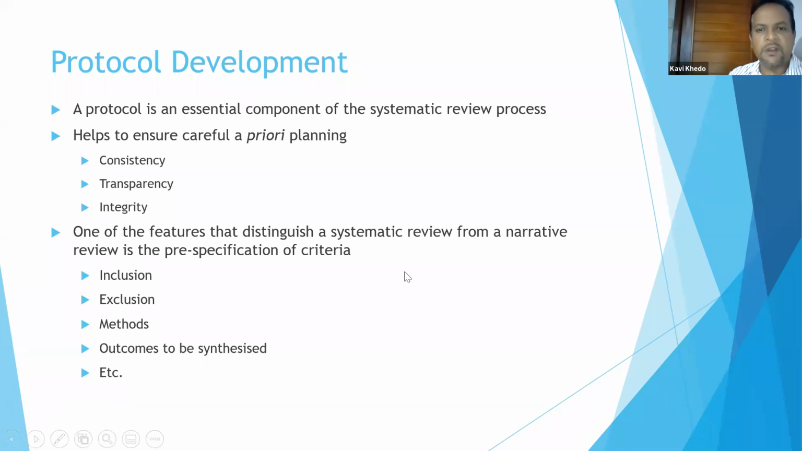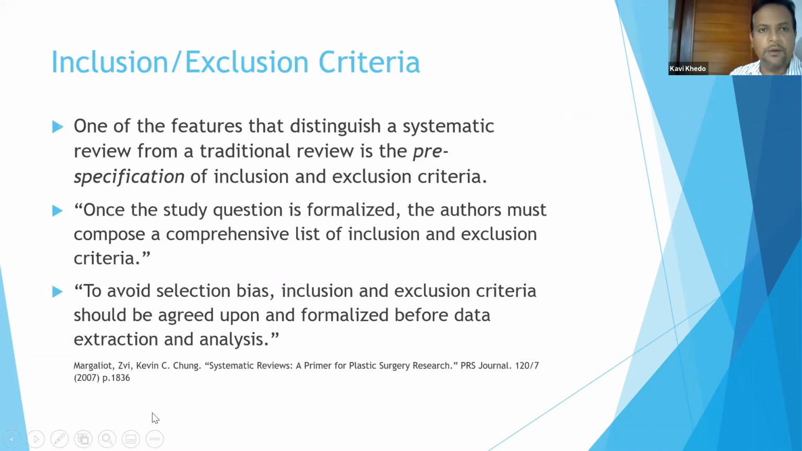One of the features that distinguishes a systematic review from a narrative, traditional review is this pre-selection criteria, inclusion and exclusion. When we talk about inclusion and exclusion criteria, one of the features, as I've already said, is pre-specification of inclusion and exclusion criteria. Once the study question is formalized and you have a very strong question, the author must compose a comprehensive list of inclusion and exclusion criteria: what you are going to include in your study, what you are not going to select in your studies. That is to avoid selection bias.